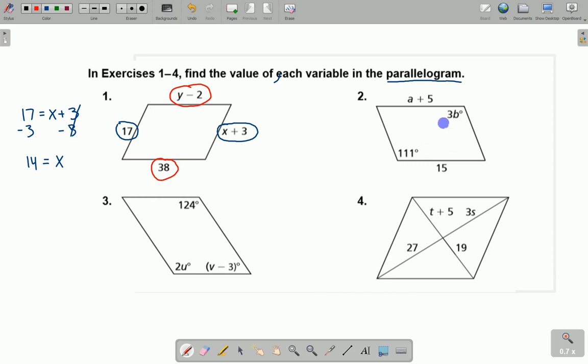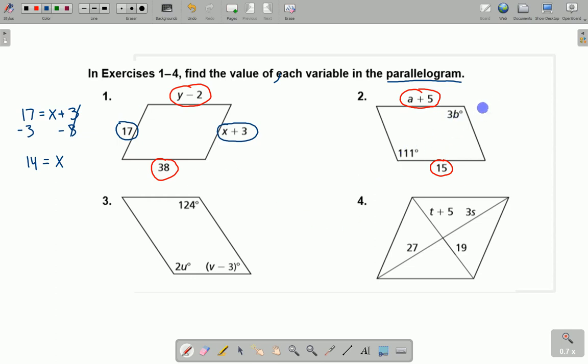So, on number 2, you can again use the same property, opposite sides are congruent, to make an equation between these two. I don't think you need me to do that one again, so you can do that one on your own. I want to talk about the other two pieces of information here.